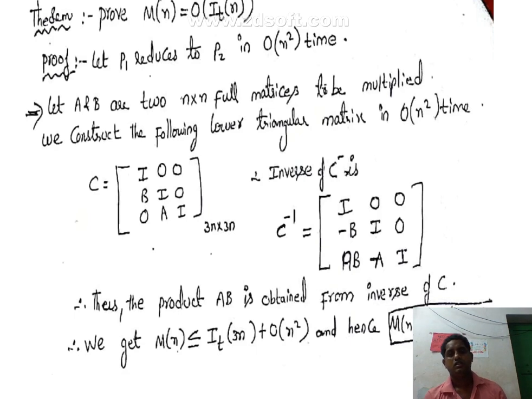So simply, we take the two n by n full matrices, manipulate them into a lower triangular matrix, and apply the inverse; then the product AB is obtained from the inverse of C. That way we prove that M(n) equals big O of IT(n).